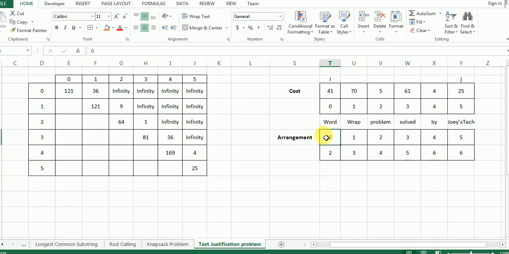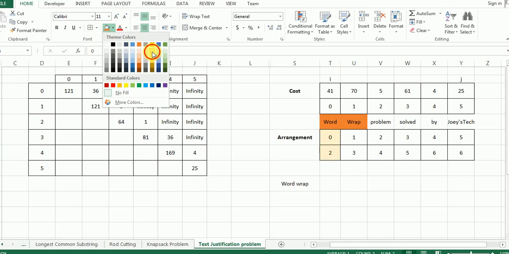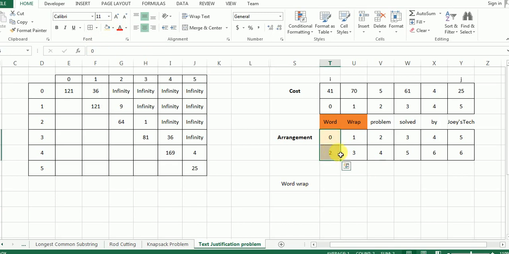The value here is 2. This means that 0 and 1 are going to be in one line. So word and wrap are going to be in one line. So let me put them here, word and wrap. Okay, so here the pointer states that we have to move to cell 2. All right, so we are going to use a shade. We move to 2 now.